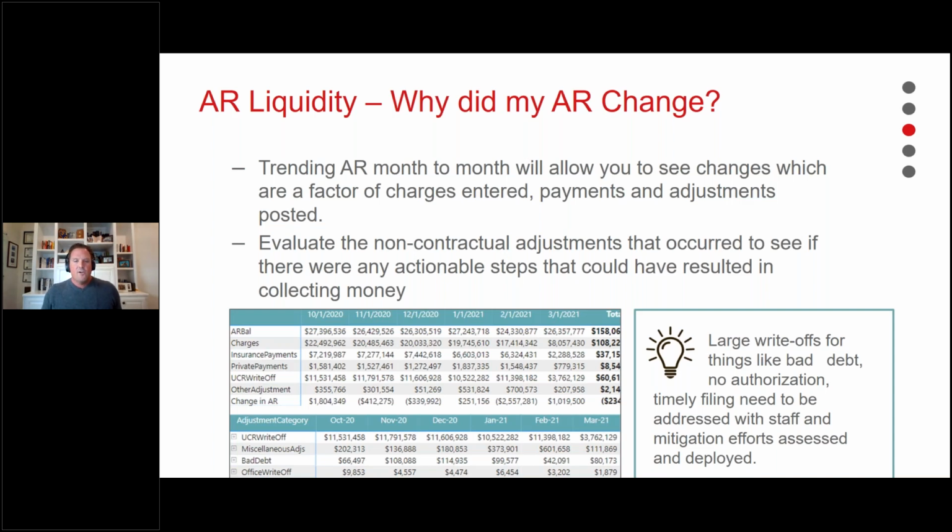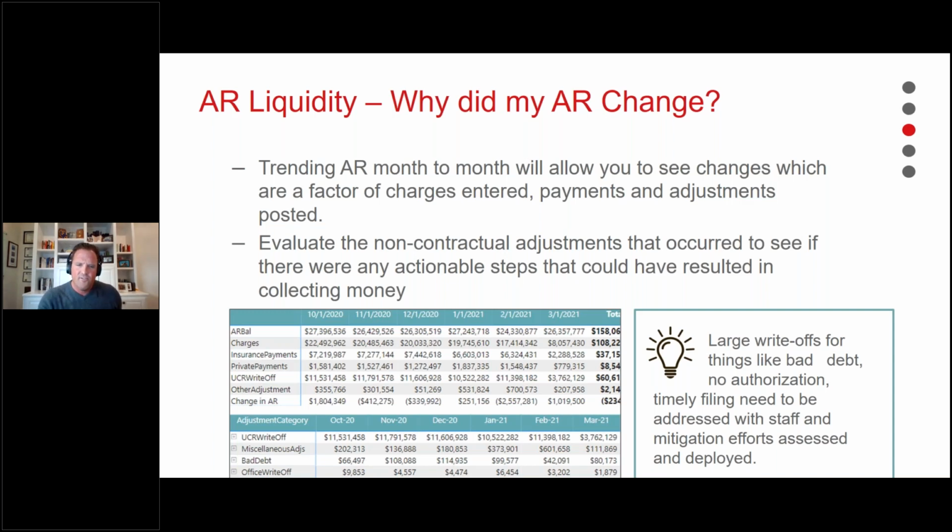So for example, in this screenshot below, from February to March, we went from 24 million to 26 million. Now in March, we've added 8 million in charges. We've collected 2.28 million in insurance payments, 779,000 in patient. We've contractualized 3.762 million. Other adjustments of 207. Now I'm going to look at that one.